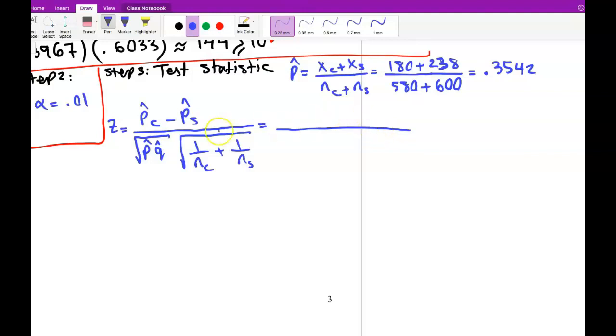Okay, so on top we have for p hat c and p hat s, 0.3103 minus 0.3967. Here p hat is 0.3542, multiplied by q hat, which is 1 minus this number, 1 minus 0.3542, and it's 0.6458.